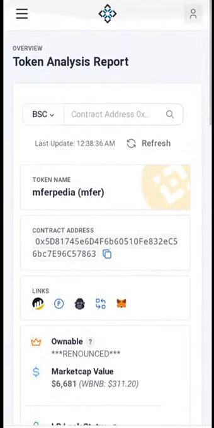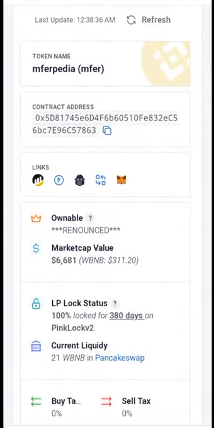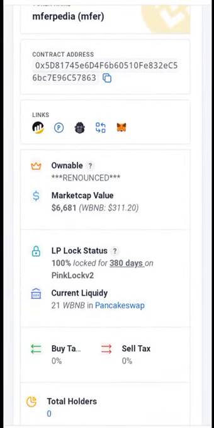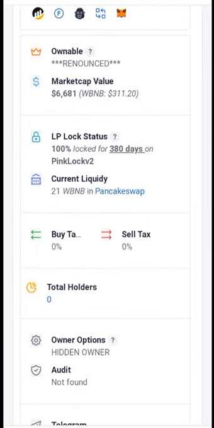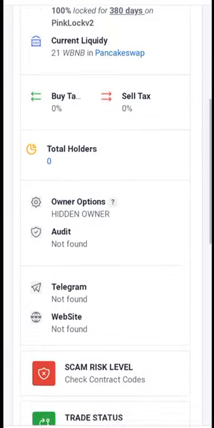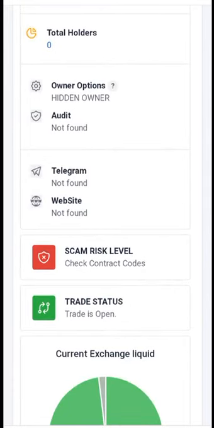But look at it now. This is the CA. You see, it's renounced. It's locked. It looks perfect. This particular one is perfect, but the one that actually owns this one, the one it is redirecting you to, is worse. It's very, very deadly and bad. As you can see, scam risk, check the smart contract, check the contract code.